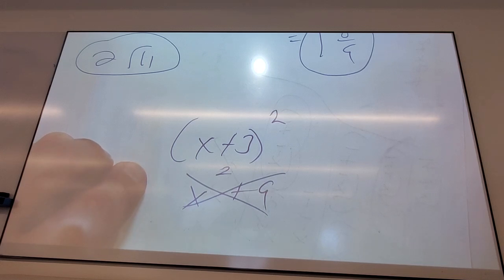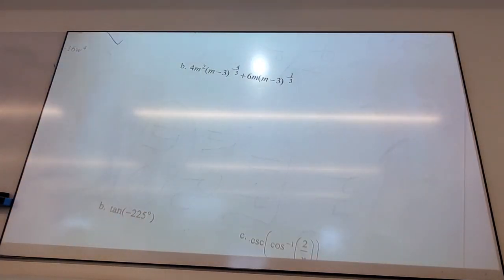Is this right? No, we've got to FOIL it. Why? Because the addition makes things difficult. Exponents are based on multiplication, not addition. They don't play well together. So what can I do with this?